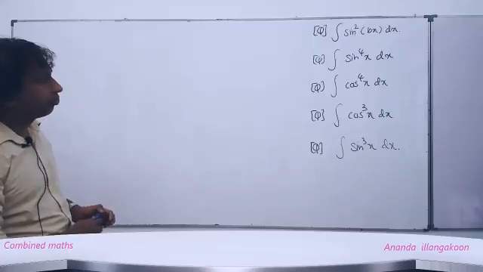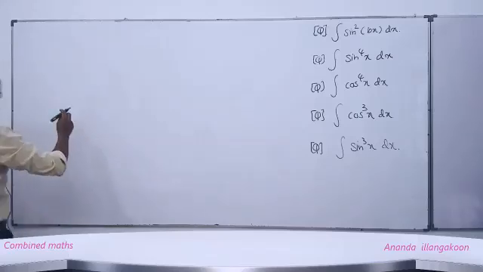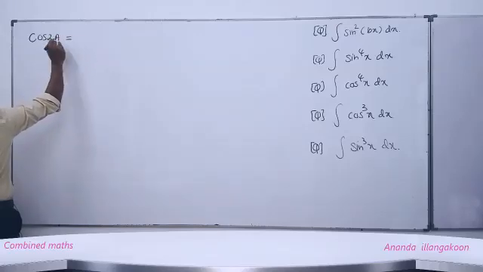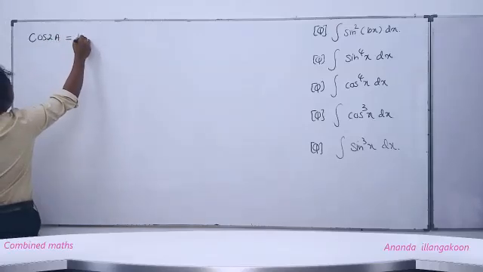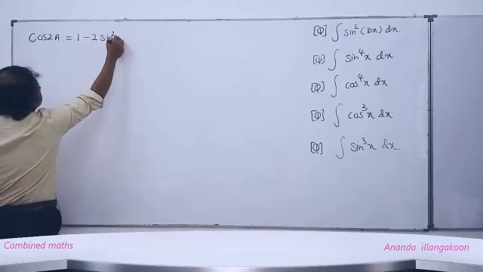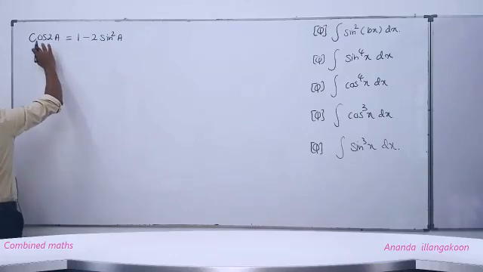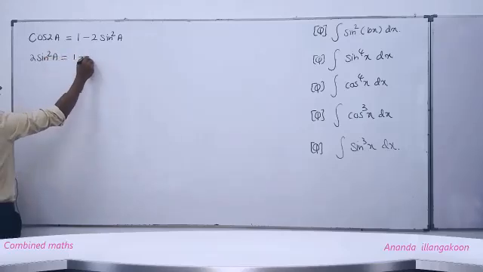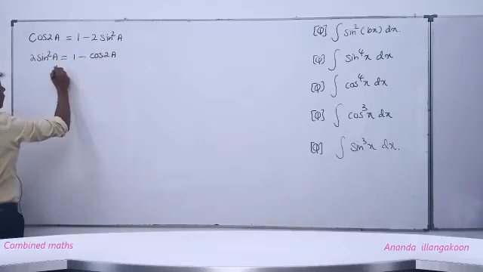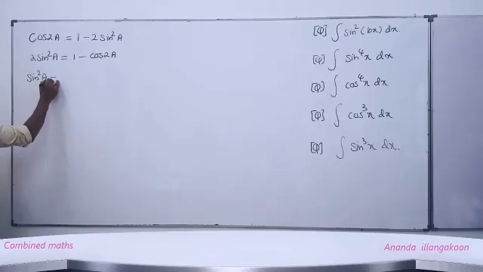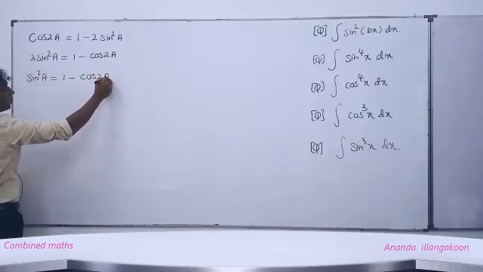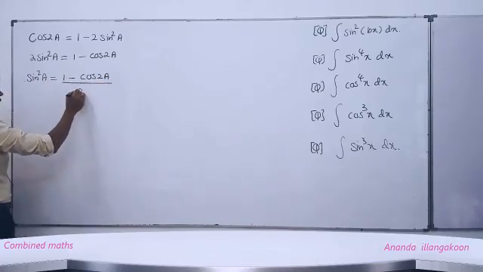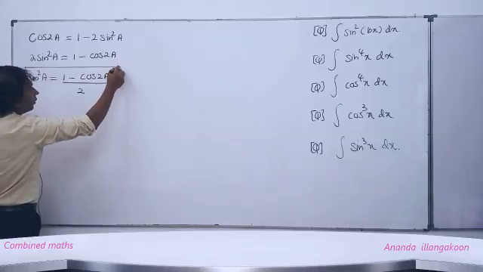But people, now, here, first thing is this. You know, we have three formulae for cos 2a. Among them, we have one as 1 minus 2 sin squared a. Take this side to this side. Then we have 2 sin squared a is equal to 1 minus cos 2a. Therefore, sin squared a is equal to 1 minus cos 2a whole thing divided by 2.